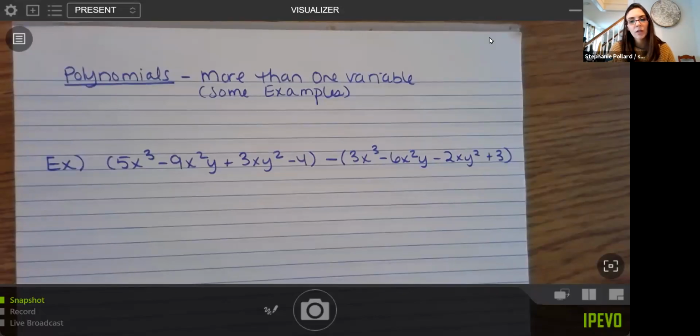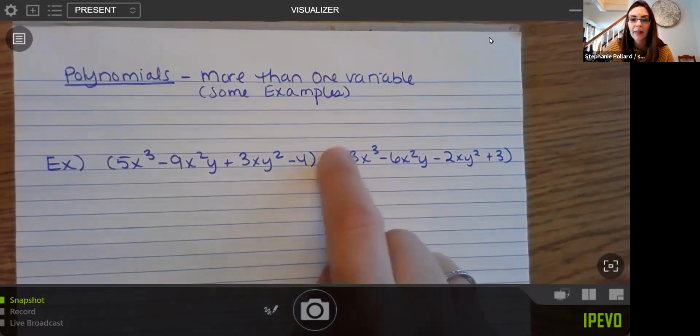In this video, I just want to do a few examples of polynomials with more than one variable. We've seen it a little bit, but not a ton. So I thought it'd be good to do a couple extra examples here. So here you can see a subtraction example. In addition, we work very, very similar. The only difference with subtraction is that, remember, we do have to distribute that negative.